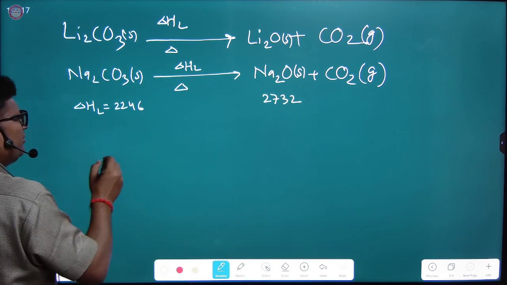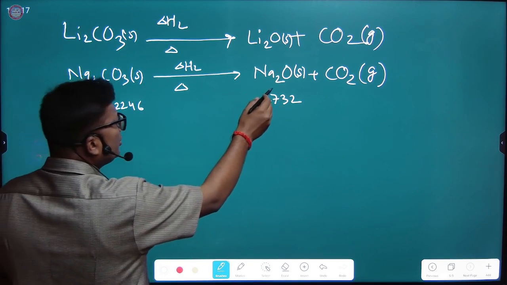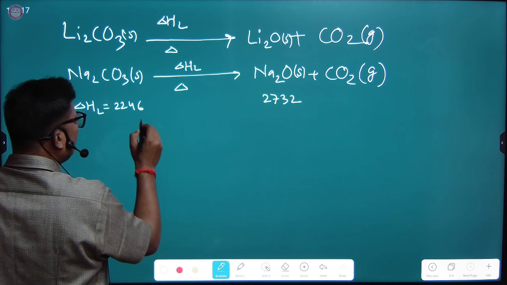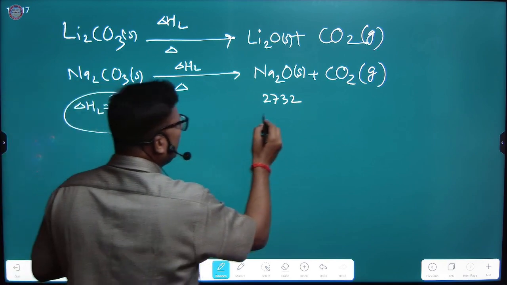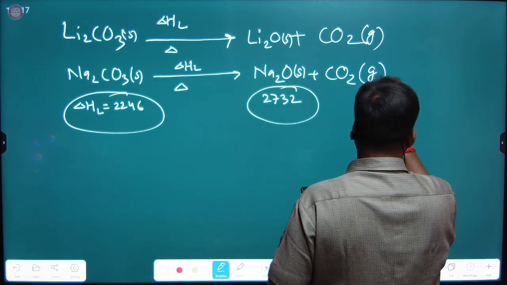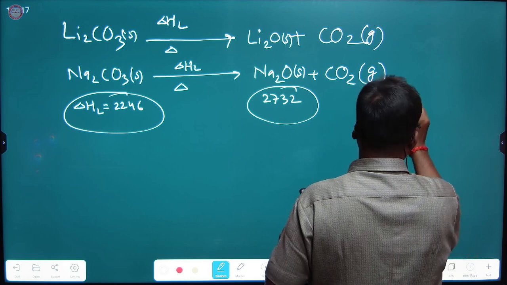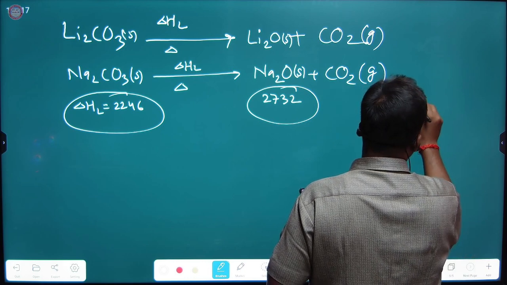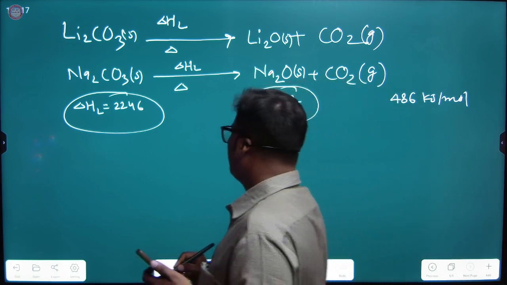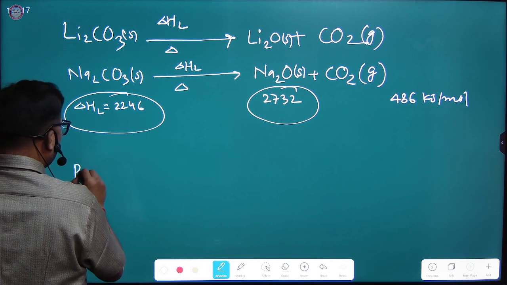So what will be the difference of lattice enthalpy between Na2O solid and sodium carbonate? The difference of this value and this value is 486 kilojoule per mole.